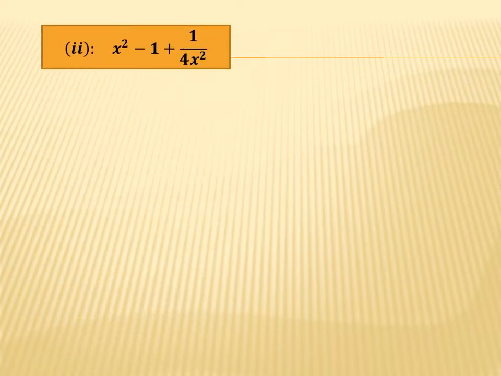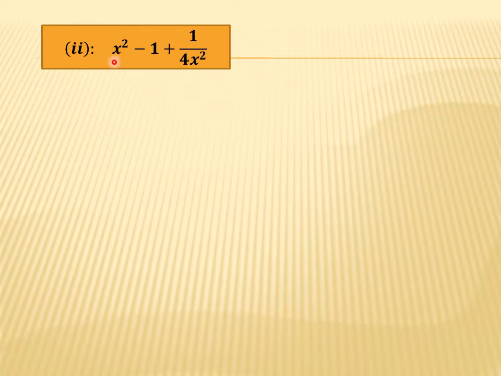Coming to the second part of the question number 1, it is x squared minus 1 plus 1 over 4x squared. Now we have the fraction here. That is the reason that I applied the formula in the previous question. I did not break the midterm because in fractions breaking the midterm would be difficult for us.